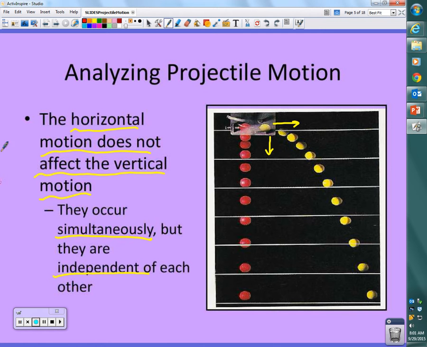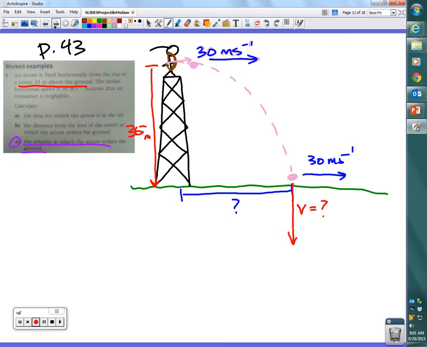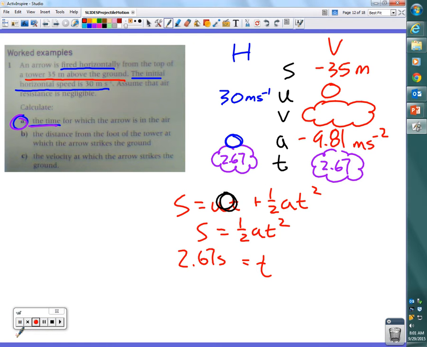And because of that, when we are analyzing projectile motion, we talked about the idea that we have to analyze the horizontal and the vertical separately from one another. Because even though they both happen at the same time, they are independent. But because they are both happening at the same time, if we can either calculate or measure the time of flight, that has to be the same.